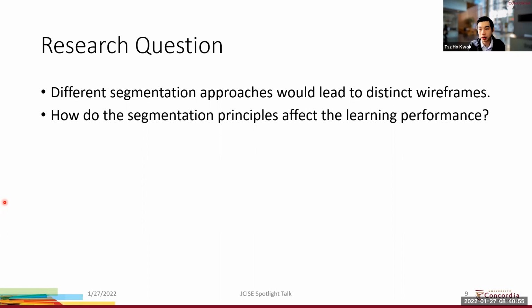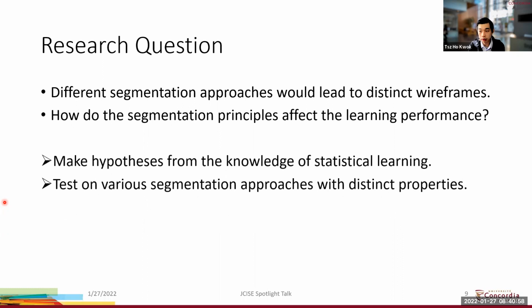The methodology we're using is, first, we make hypotheses based on the knowledge of statistical learning that we commonly know. Then we select different segmentation approaches with totally different properties and test the hypotheses. From the results, we can draw certain conclusions and create some design principles or guidelines. So we have 4 different hypotheses, or we call them criteria as well. I want to present them quickly one by one.